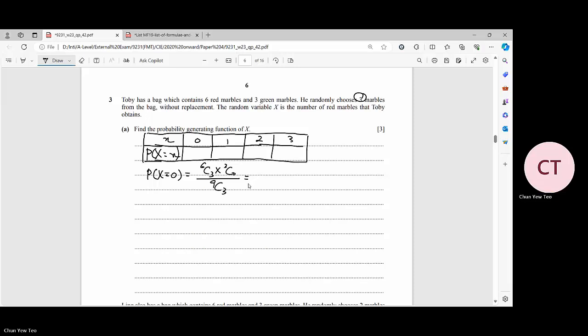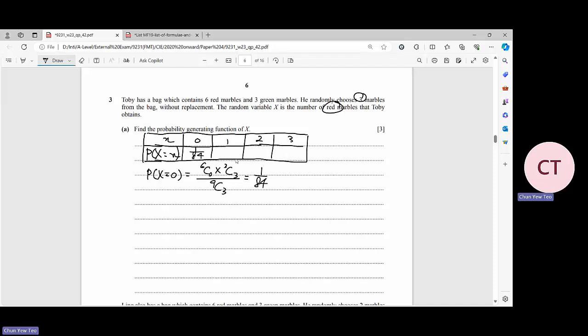P(X = 0). Oh, sorry, this one is looking for red marbles. So that means this is supposed to be 6C0 and 3C3. My apologies. So we need to read the question carefully. This one is 1 over 84.